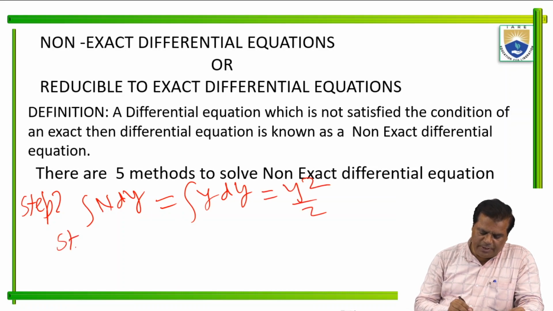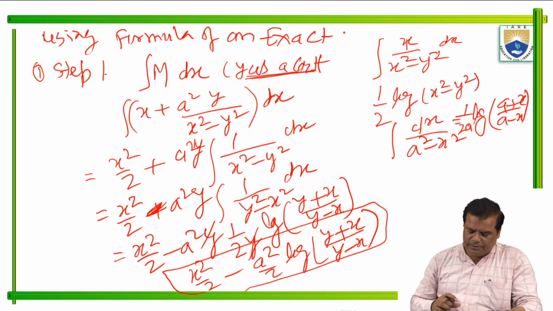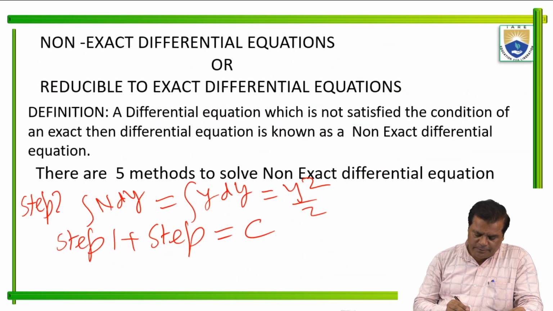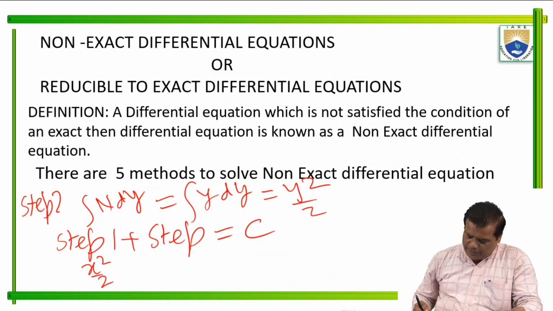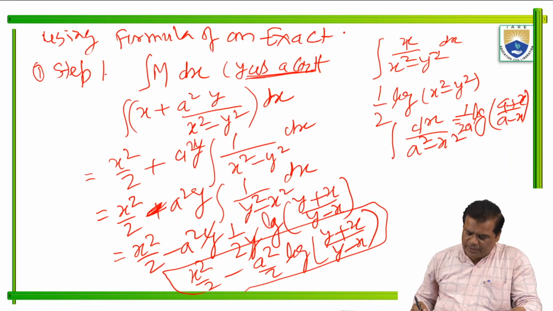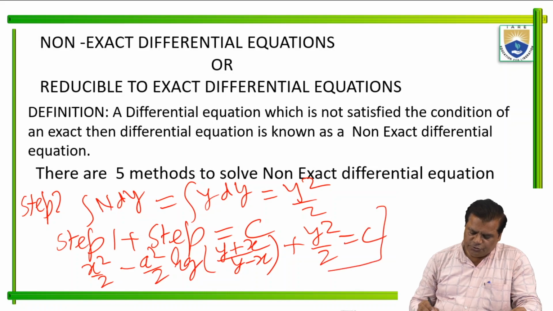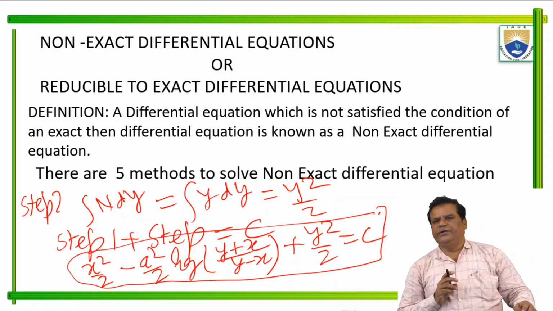Now step 1 plus step 2 equals a constant. So step 1 solution, x square y upon 2 minus a square y upon 2 and log of y plus x upon y minus x, and plus step 2, y square upon 2, equal to c. So this is the solution of the given differential equation.